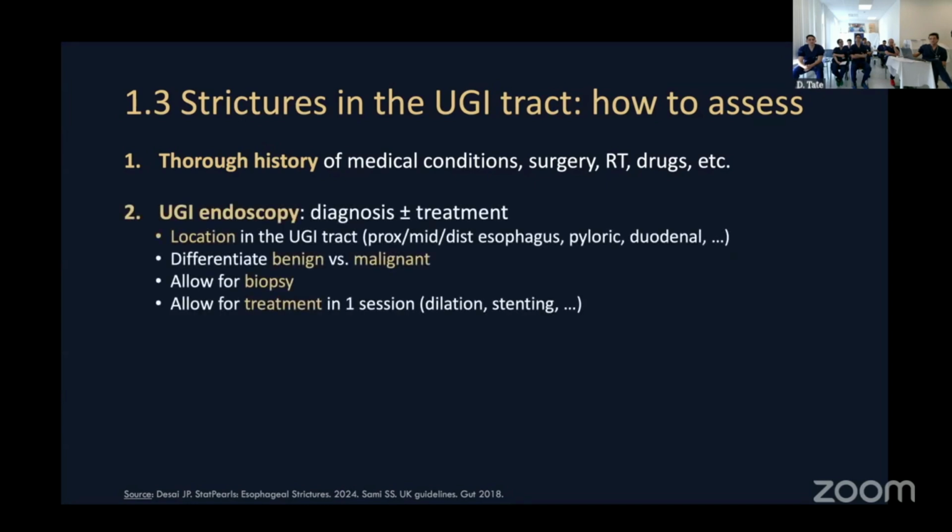But the second step is an upper GI endoscopy, which is good for diagnosis and can be good for treatment. As John has mentioned already, if you are not sure about what the diagnosis is, the first step usually is not dilating, it's taking biopsies, being sure that you are not dilating a malignant stricture, for example, because this is to direct your treatment. You want to know what the cause is, but an upper GI endoscopy will also give you an idea of the location. Is it in the proximal, mid, distal esophagus? Is it pyloric? Is it duodenal?